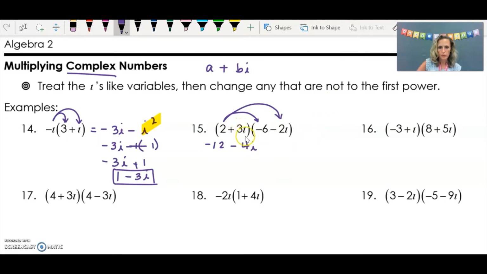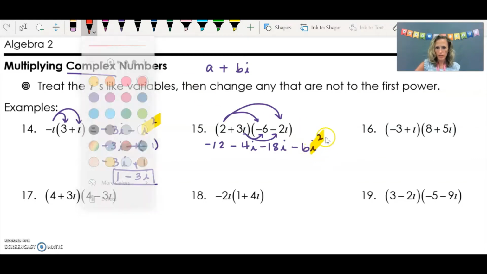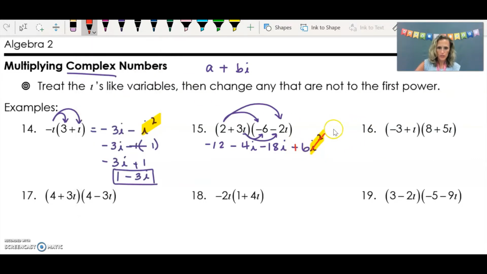Then I'm going to double distribute the 3i. So 3i times negative 6 is negative 18i. And 3i times negative 2i is negative 6i squared. Now every time you get an i squared, it is not necessary for you to rewrite the negative 1 there and multiply. It's okay with me if you take this little shortcut. If you want to just mark out the i squared and change the sign of your last term, because really what's happening here is you had a negative 6 times a negative 1, and that became a positive 6.